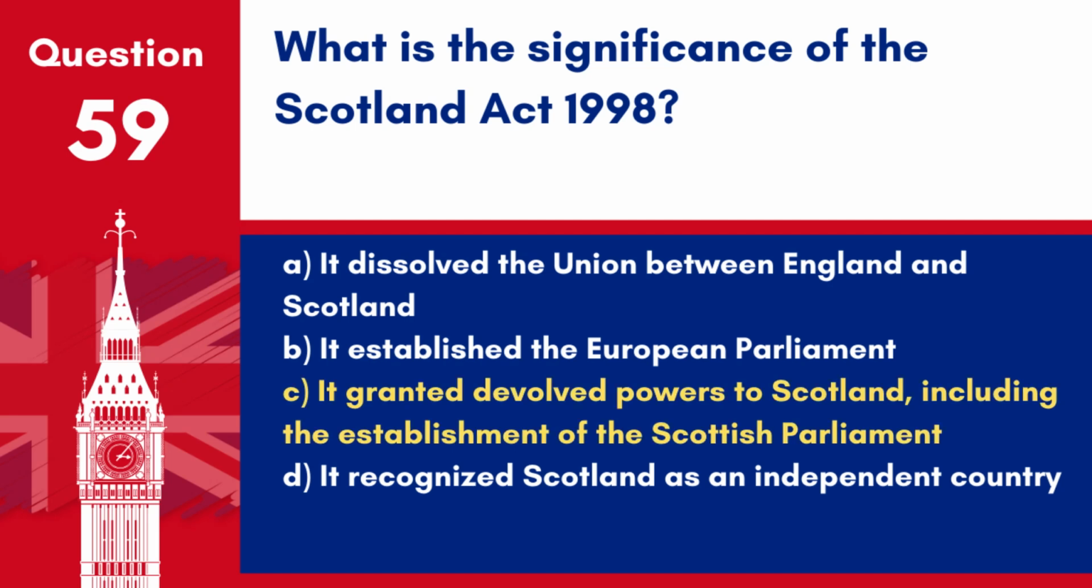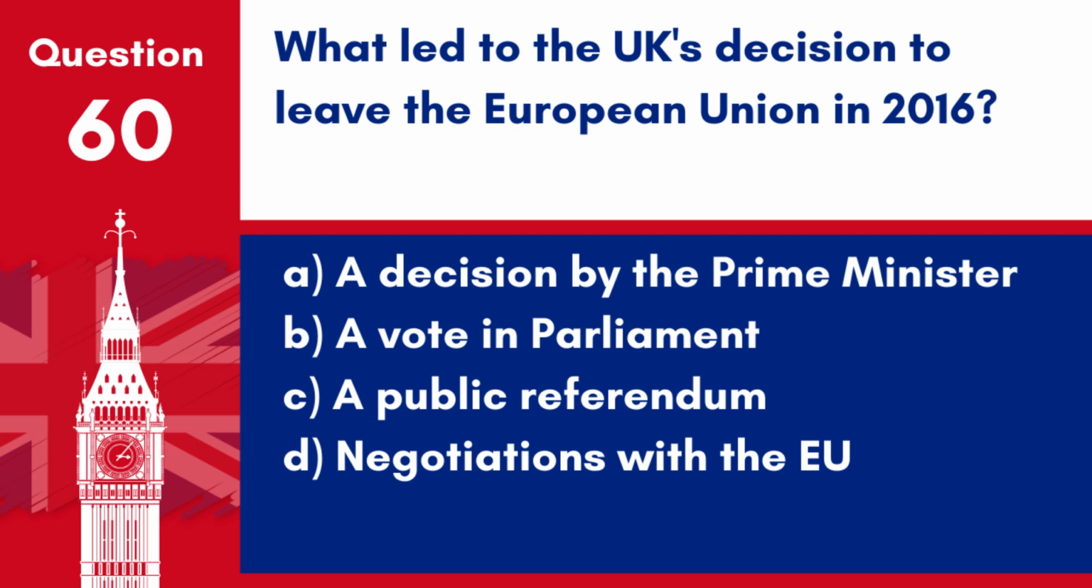Answer: C. It granted devolved powers to Scotland, including the establishment of the Scottish Parliament. The Scotland Act 1998 was a landmark piece of legislation that provided Scotland with a greater degree of autonomy and established the Scottish Parliament. Question 60. What led to the UK's decision to leave the European Union in 2016?